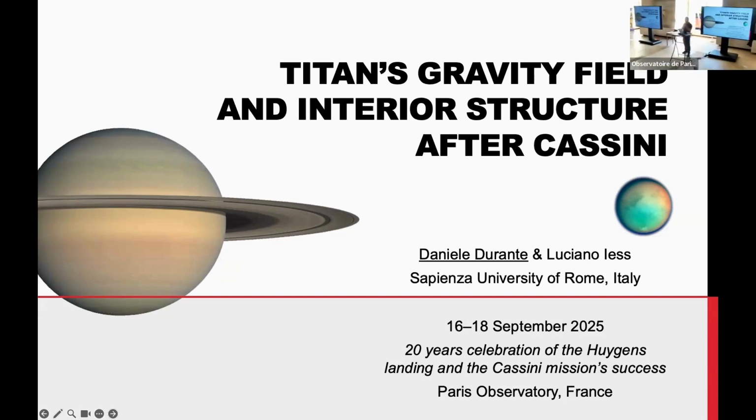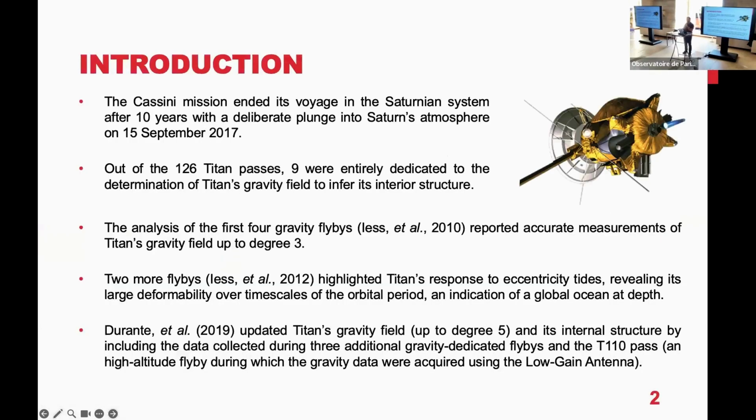Okay, so I'm Daniele Durante from Sapienza University of Rome, and today I'm going to talk about the results from Cassini for the gravity field of Titan and some basic implications for its interior structure. So Cassini completed 126 flybys of Titan, 9 of which were dedicated to the determination of the gravity field of the moon, with the aim of inferring its interior structure.